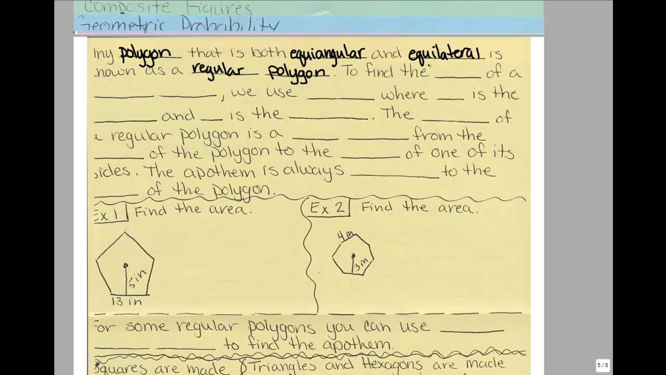To find the area of a regular polygon, we use A equals half AP, where P is the perimeter and A is the apothem.